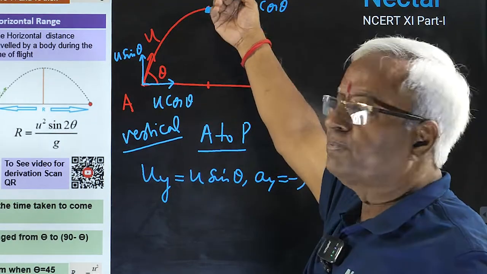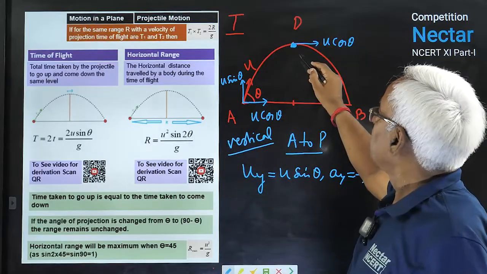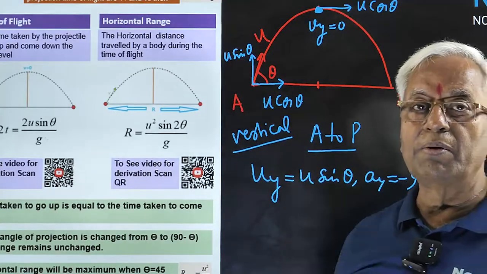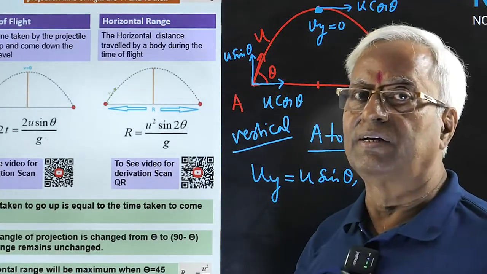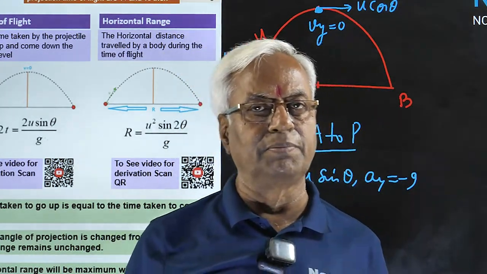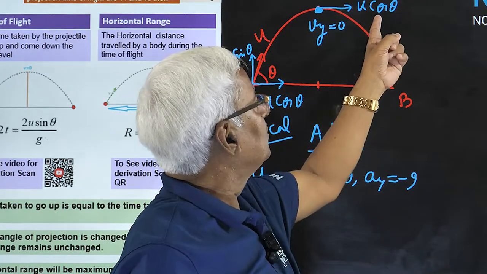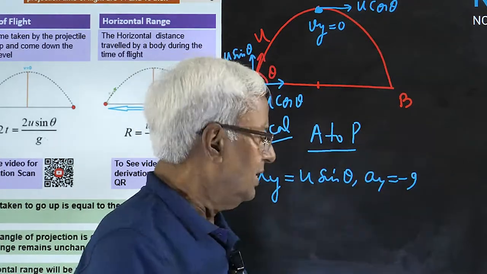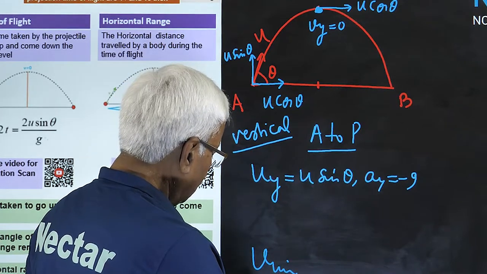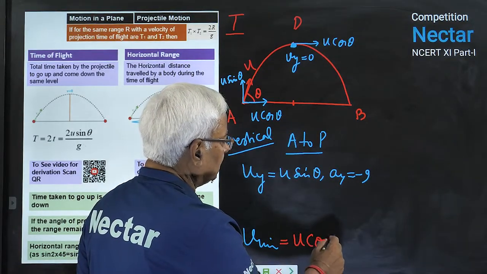When the height stops increasing, it means the vertical velocity has finished. What is vertical velocity here? It's 0. So remember, at the highest point there is no vertical velocity, there is horizontal velocity, and that way you can say the minimum velocity in the entire motion is at the top, and that is equal to u cos theta. It's a point to be remembered that in projectile motion the minimum velocity is u cos theta.